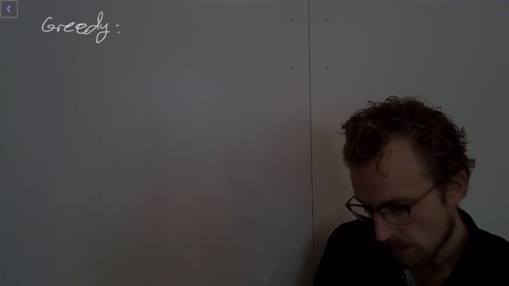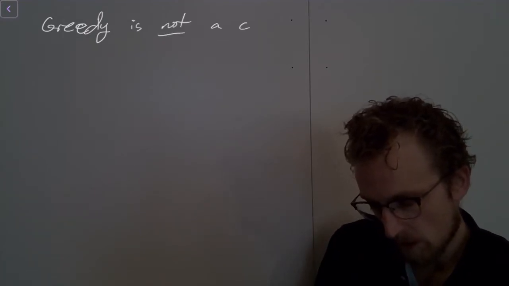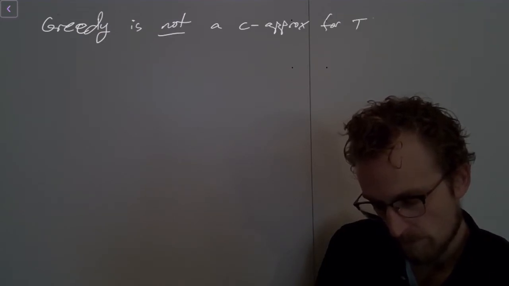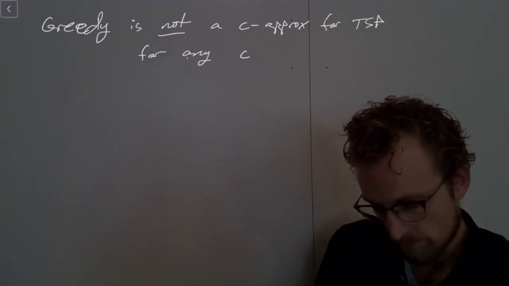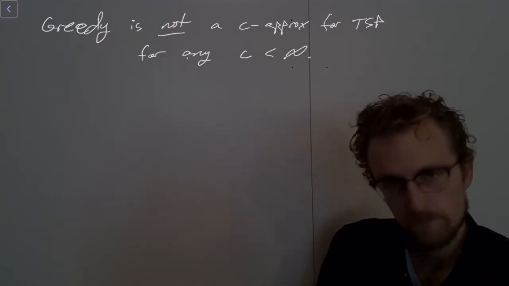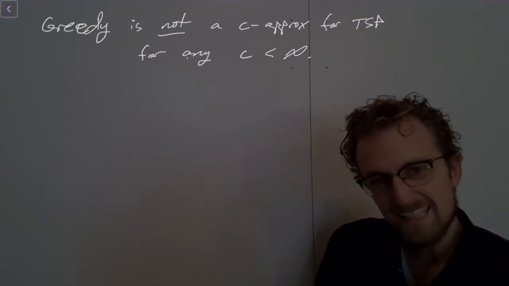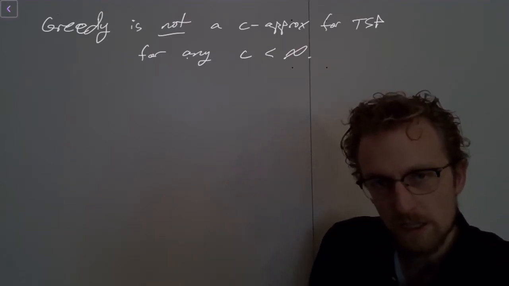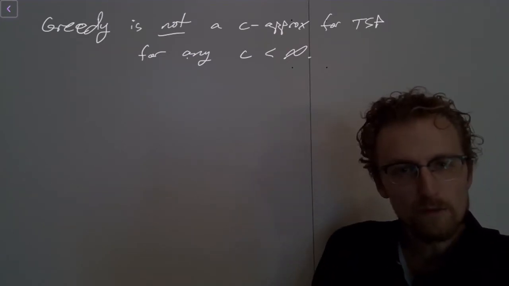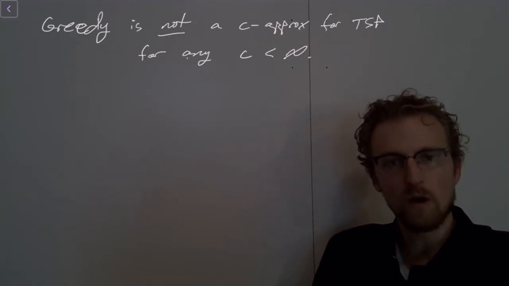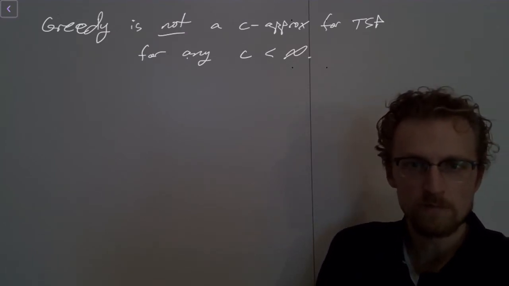But what do we know here? We know that greedy is not a C approximation for TSP for any C, right? Any finite C. Okay, but this doesn't directly tell us that there's a problem with the TSP. We've seen plenty of cases where a greedy algorithm doesn't work, but there's still some other algorithm that does.